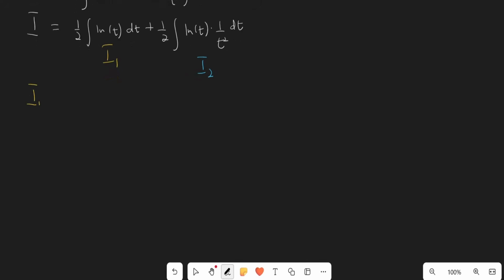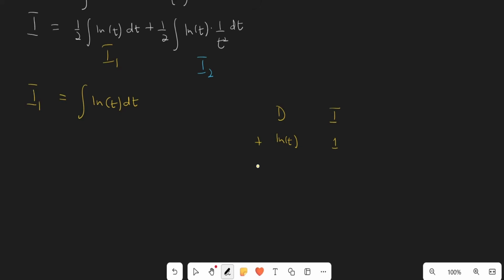So integral I1, this one we can easily integrate, but I'm going to show you how to do that using integration by parts, right? So I1 is just the integral, I'm doing that without the 1/2 in front, of the ln of t dt, right? So let's do integration by parts here. I'm going to use the DI method. We have the D and I, D for differentiation and I for integration. I am going to differentiate the ln of t, and what is left is just 1.